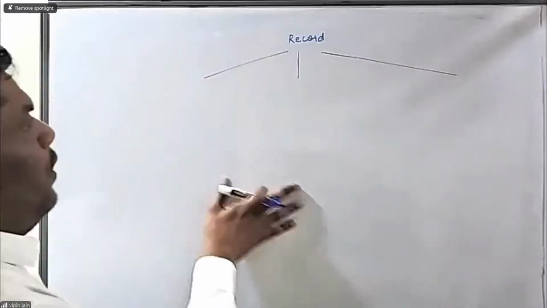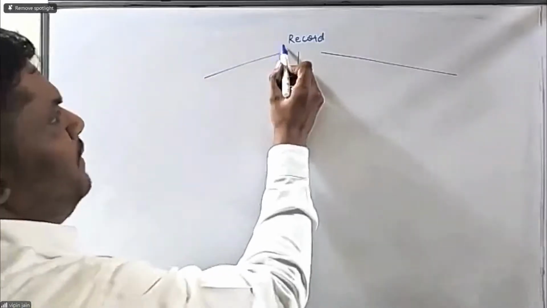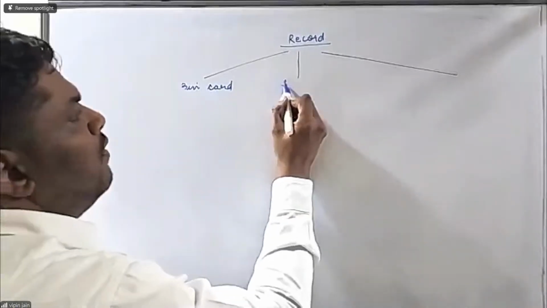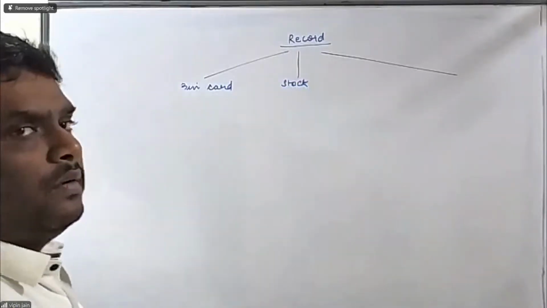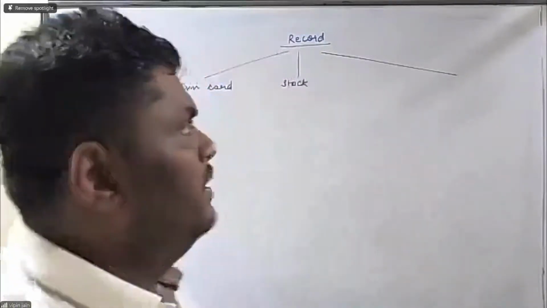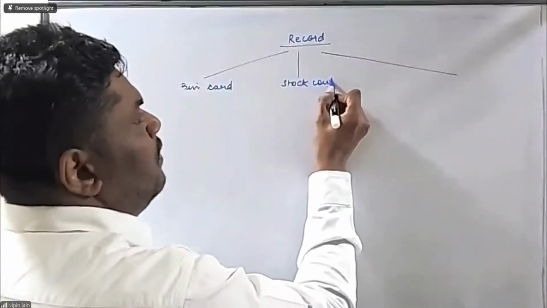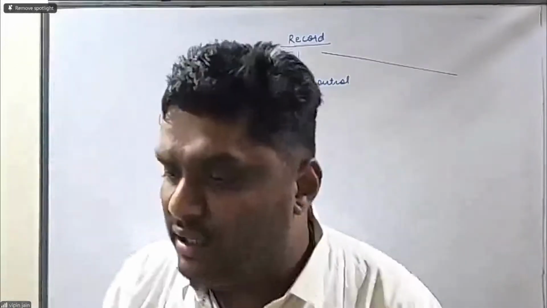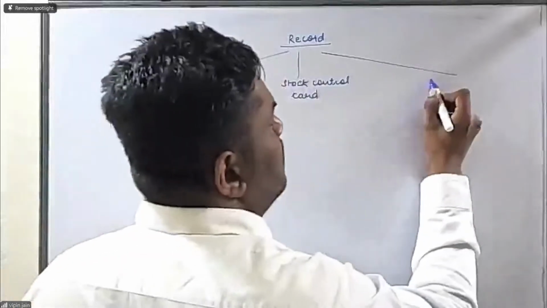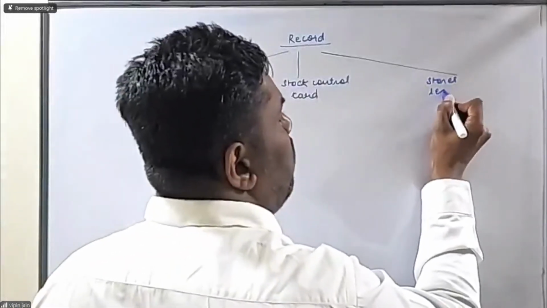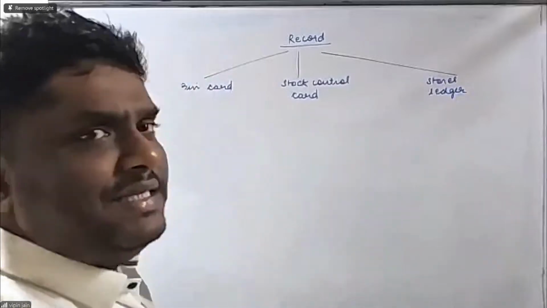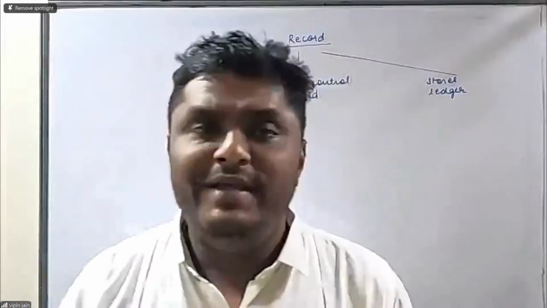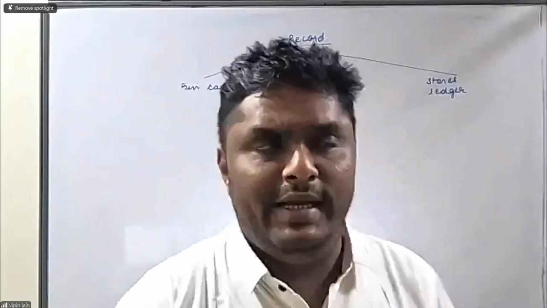Now see, when talking about the records the company has to maintain, the first one is bin card. Second one is stock control card. And the third one is stores ledger. These are the records that the company maintains. It's more of a theory question, so just discussing the points in detail.